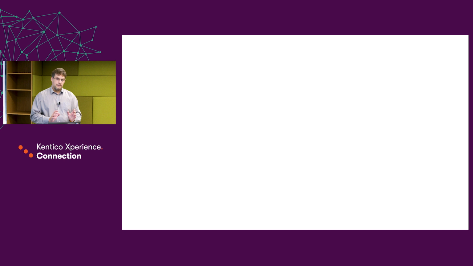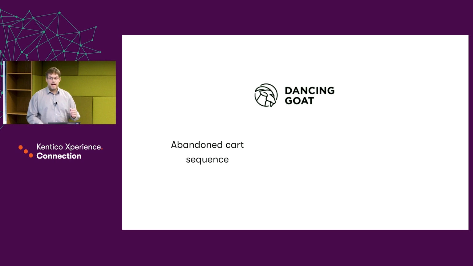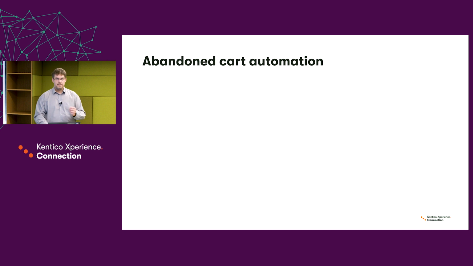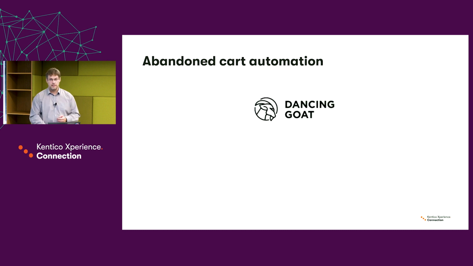If you are new to different scenarios, don't worry. I'll show you two Dancing Goat scenarios: abandoned cart sequence and welcome email sequence. The first one will show you how you can use marketing automation to automate reminder messages that people can get after they abandon their shopping cart. And the second sequence will show you how you can send emails to your potential partners and help them with their decision to become your partners. So let's start with the abandoned cart automation.